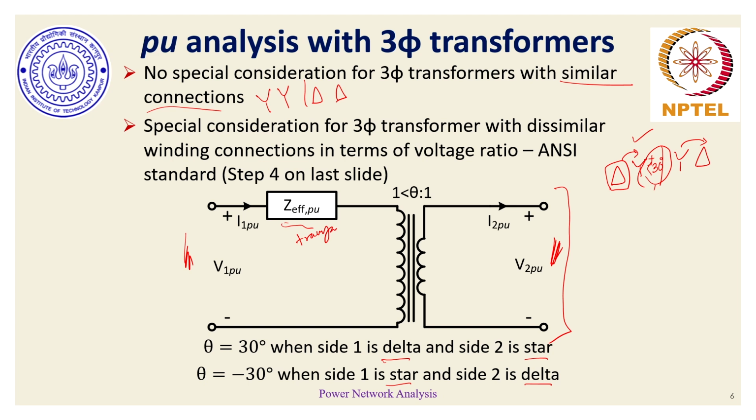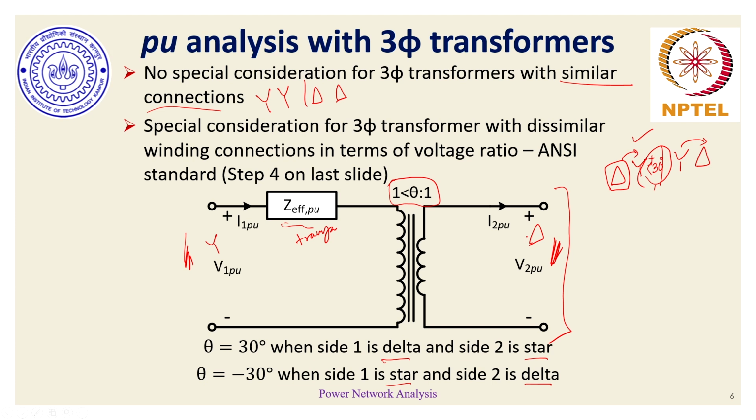We have discussed this in the previous lecture that impedance evaluations for a transformer remain the same in per unit irrespective of whether the quantities are being evaluated from the primary side or the secondary side. So Z effective PU is the effective impedance of the transformer in per unit. The special consideration here is with respect to this phase angle theta, where this theta should be 30 degrees if side 1 is delta and side 2 is star, or this angle should be minus 30 degrees when side 1 is star and the corresponding side 2 is delta.